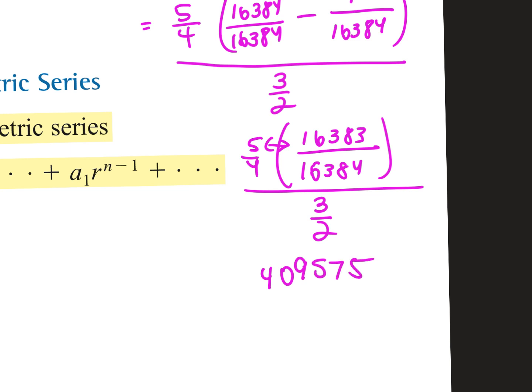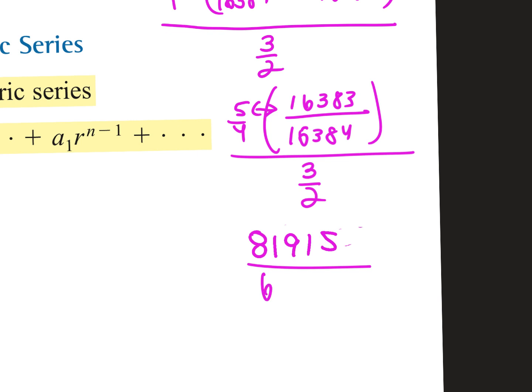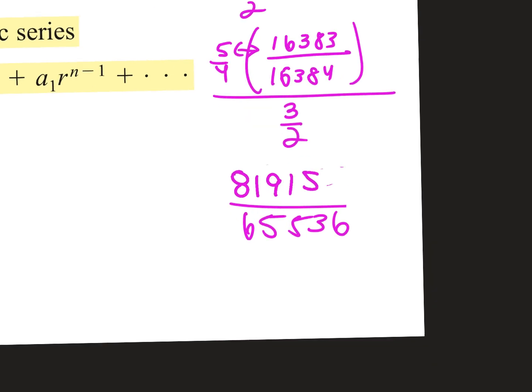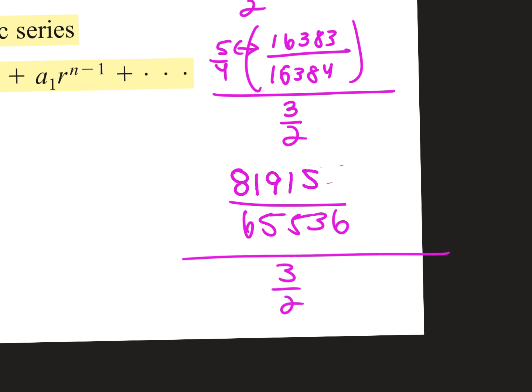409575. No, this is 16383. Oh, I did times 25, my bad. Thank you. 81915. I hit 5 twice, I'm sorry. 81915. Okay. Yes, because it started off as a fraction. I just made these numbers up, so that's why it's weird. So now 4 times 16384. 65536. Divided by what? 3 over 2?